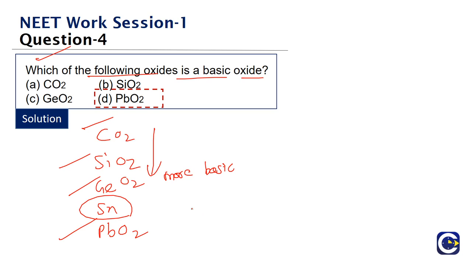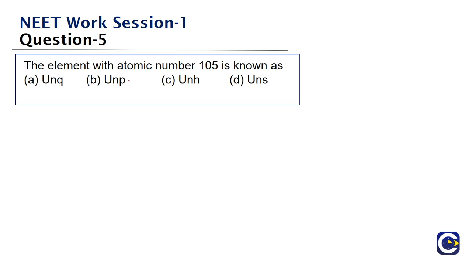So the nature of the oxides will become more basic as we move down the group. In a period, what happens? If you move in a period from left to right, the oxides will become more acidic. Next we have question number 5.